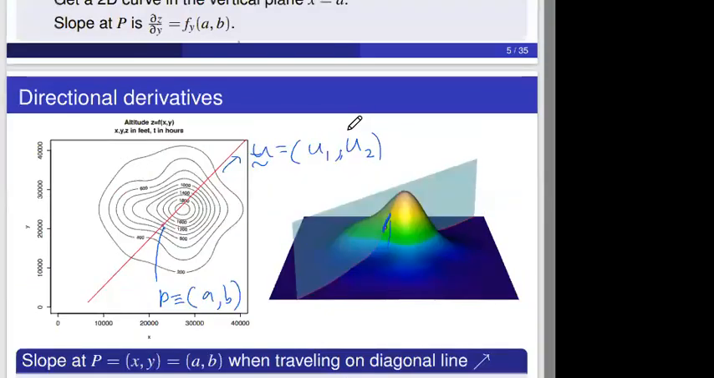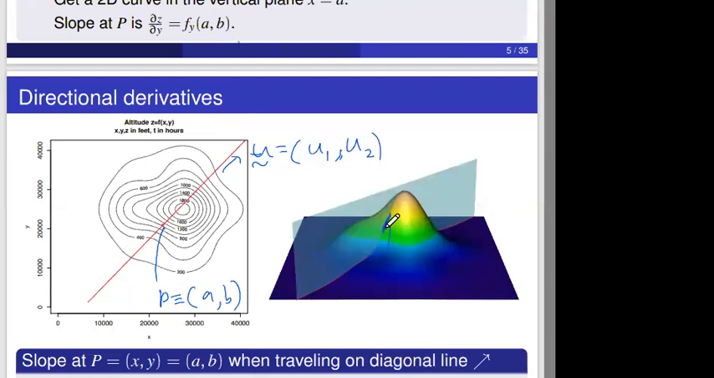Yeah, so when you slice off this mountain in an arbitrary direction, you get a curve. So this is a curve on this plane. If you have this curve, we want to find the tangent to this curve at a certain point P.